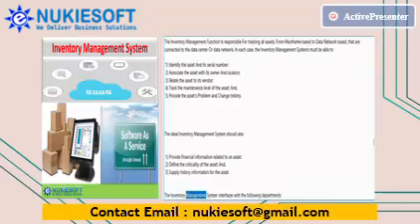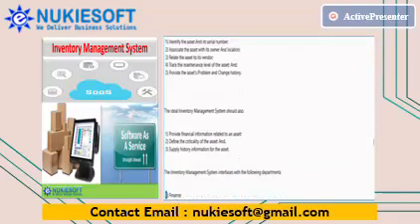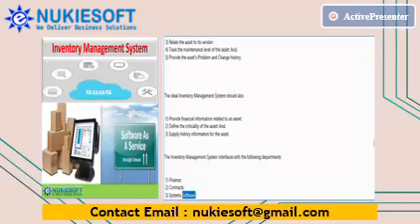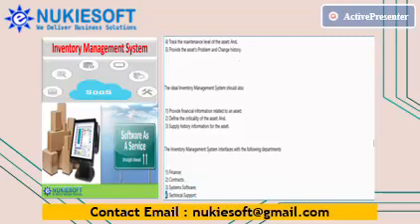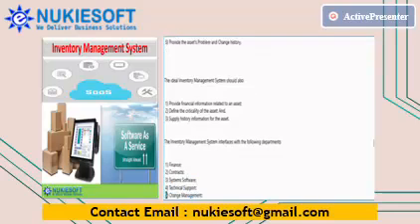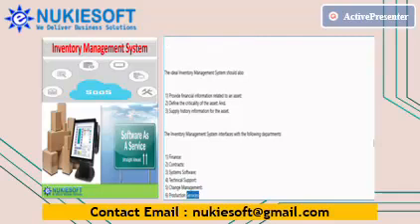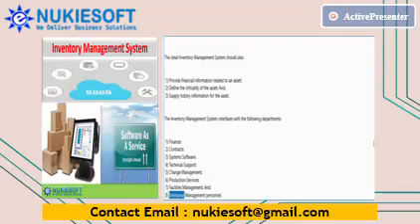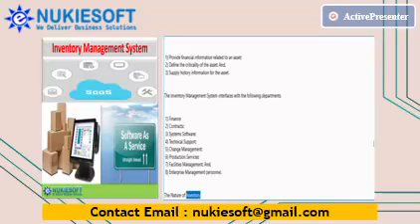The inventory management system interfaces with the following departments: 1. Finance. 2. Contracts. 3. System software. 4. Technical support. 5. Change management. 6. Production services. 7. Facilities management, and 8. Enterprise management personnel.